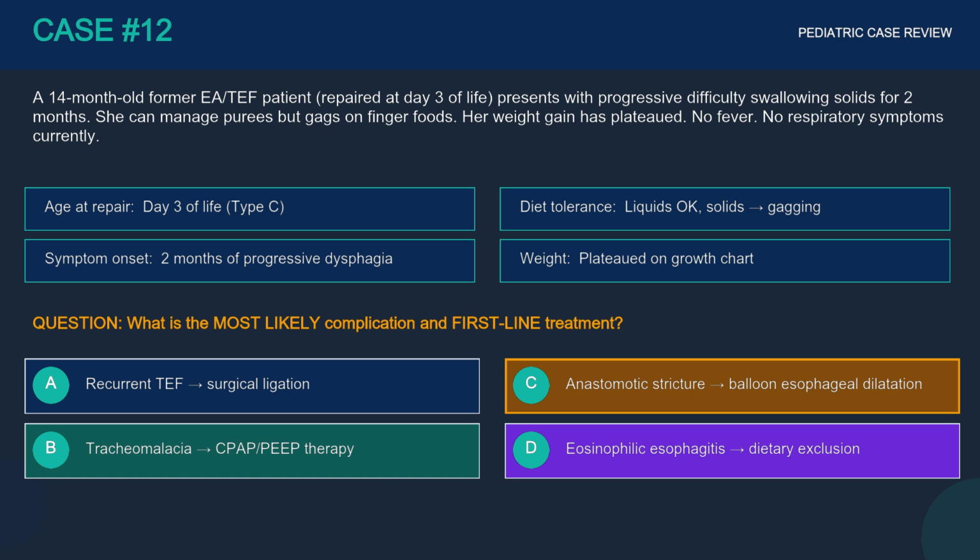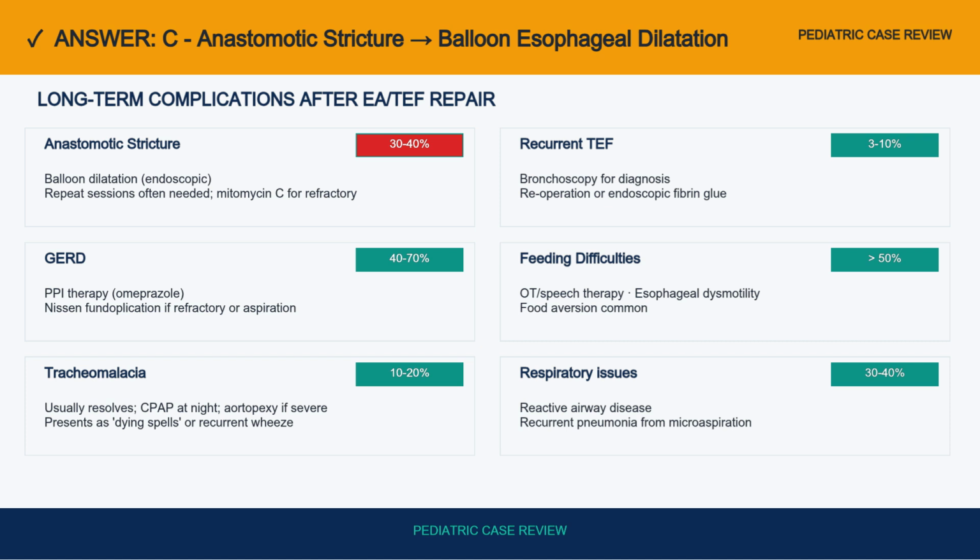Option A, recurrent tracheoesophageal fistula requiring surgical ligation. Option B, tracheomalacia managed with continuous positive airway pressure or positive end expiratory pressure therapy. Option C, anastomotic stricture treated with balloon esophageal dilatation. Option D, eosinophilic esophagitis treated with dietary exclusion. The correct answer is option C, anastomotic stricture treated with balloon esophageal dilatation.